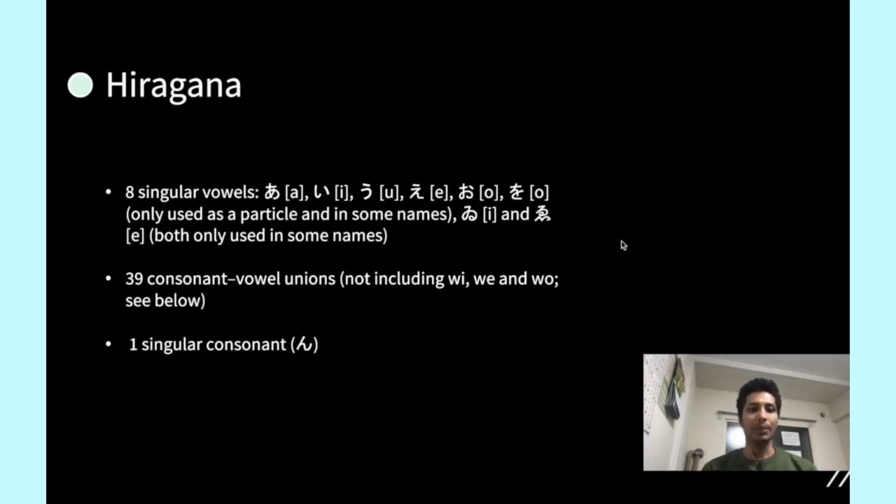The singular vowels are a, e, u, a, o lines, and those are only used as practice and in some names. We use them in very few cases, so it is not required for you to understand these things, but you must understand these lines to go ahead with the vowels.